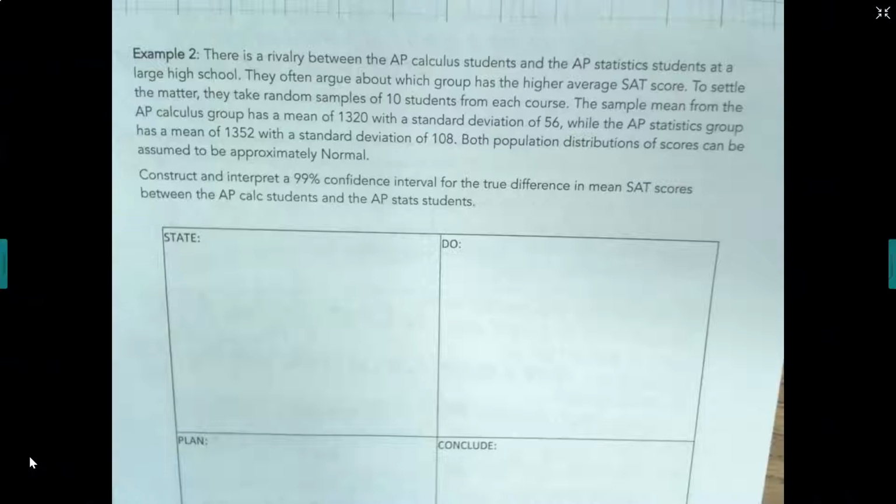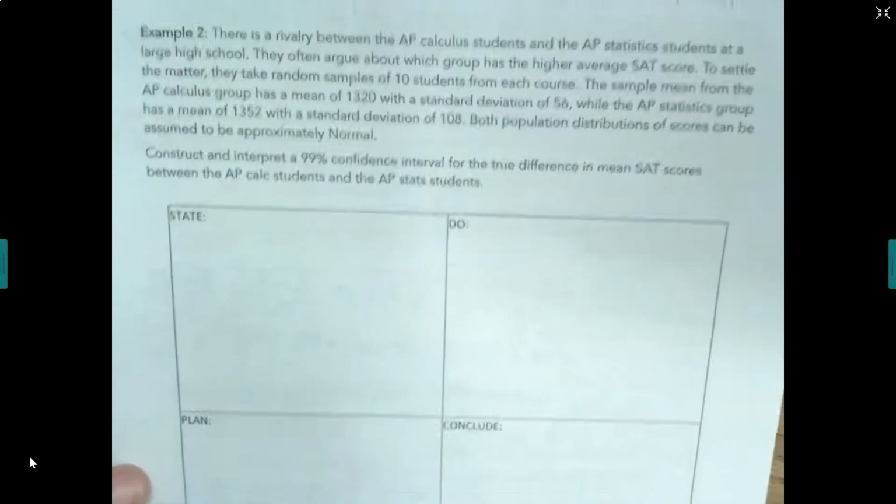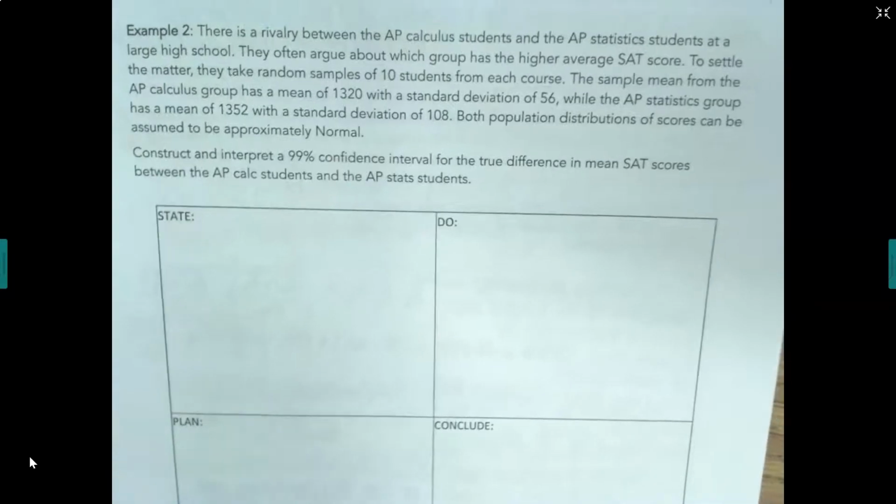6.2, Part 2, two sample confidence intervals. Okay, so in this scenario, there is a rivalry between the AP Calculus students and the AP Statistics students at a large high school. They often argue about which group has the higher average SAT score. To settle the matter, they take random samples of 10 students from each course.